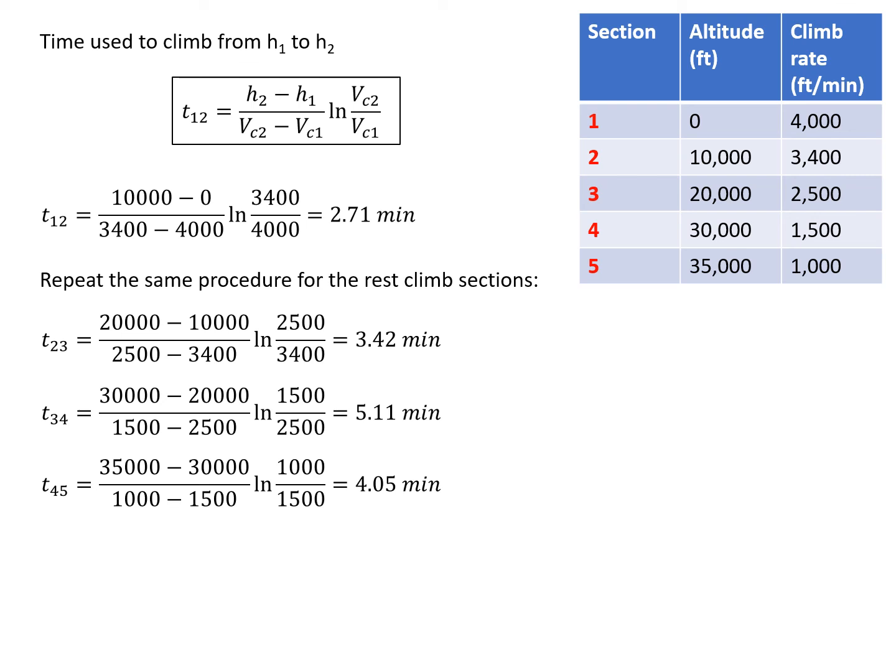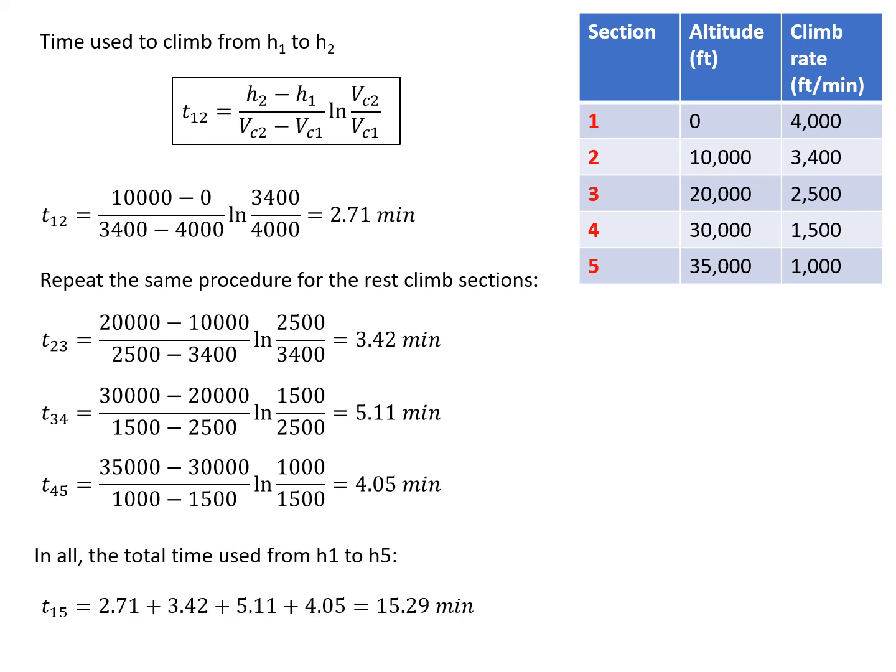Okay, so we can see that as the climb rate decreases, the time used to climb the same height, like 10,000 feet, increases. So in total, the time used to climb from sea level to 35,000 feet is 15.29 minutes.